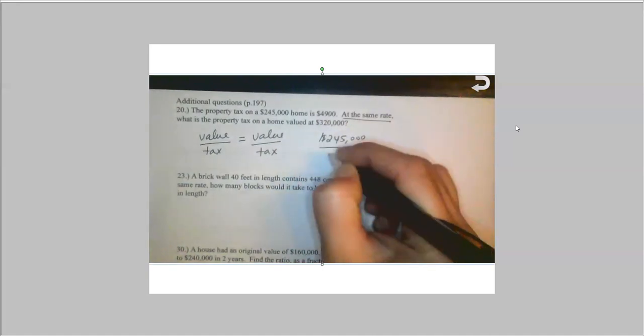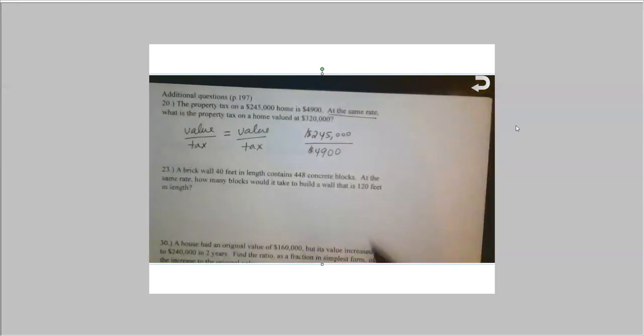So the first home value is $245,000, and the tax on that home is $4,900. I don't even have to put the dollar signs because those would actually cancel out. So that equals a home valued at $320,000. Question is, what is the property tax? So that's the unknown, and we use a variable to represent that unknown. So I have a proportion.